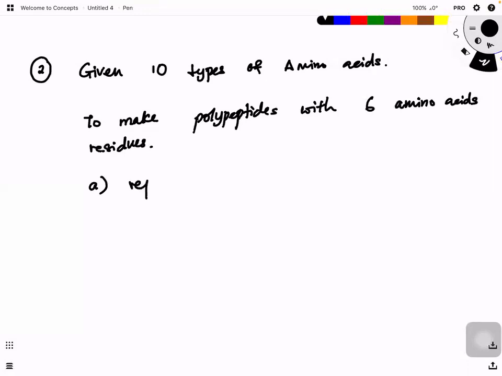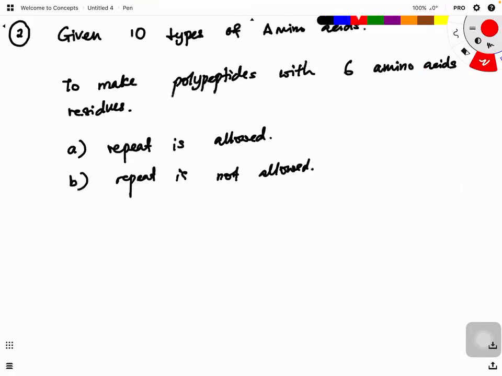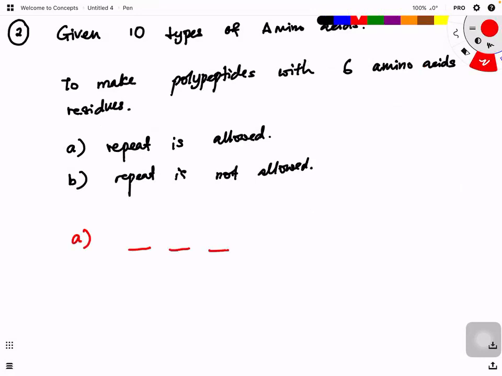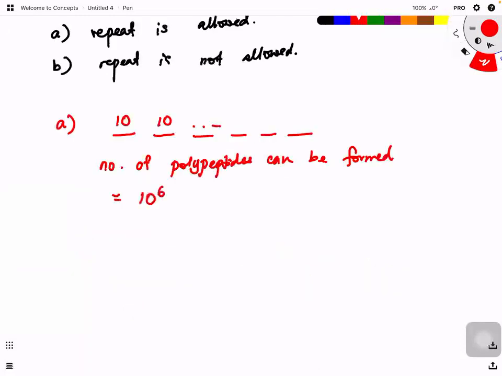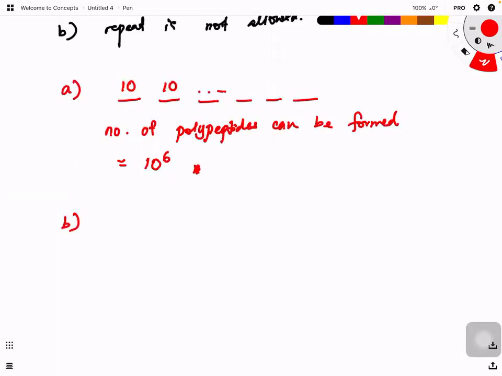So A, if repeat is allowed, and B, repeat is not allowed. So how do you solve this question? Look at A. If repeat is allowed, I have 6 amino acid residues, so 1, 2, 3, 4, 5, 6 slots, right? Each time I have 10 choices and I can repeat. So the first time I have 10 choices to put in, the second time also 10, and so on. Therefore, the number of polypeptides that can be formed will equal 10 to the power of 6. 6 slots, each slot you have 10 choices. But when repeat is not allowed, I have 6 slots, 1, 2, 3, 4, 5, 6.